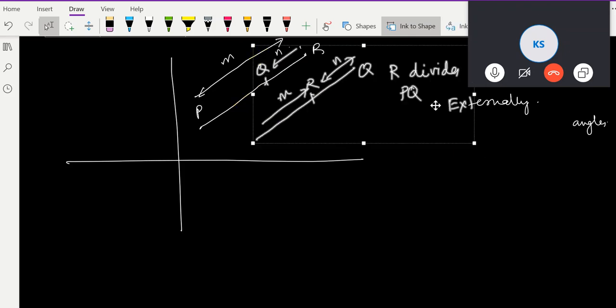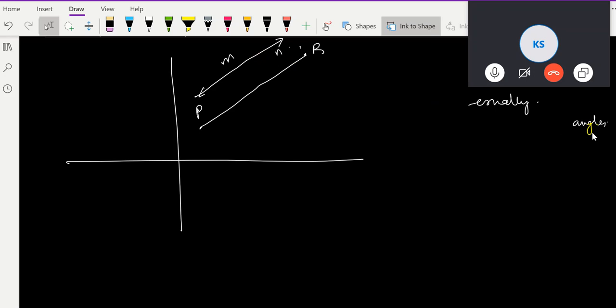Now, if I want to find the coordinates of R, which is not known, only m and n are known, and let's say P is given as x1, y1, and Q is given as x2, y2, I will use the same logic. I will drop this, which is x1, I will drop this, which is x2, and I will drop this, which is x3.